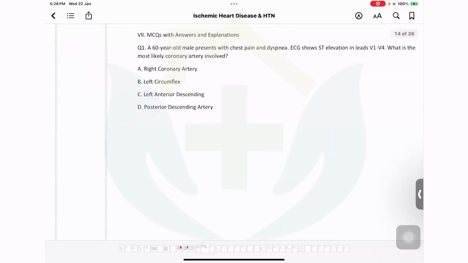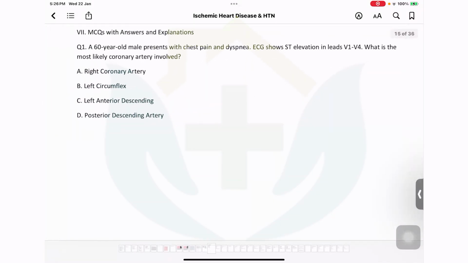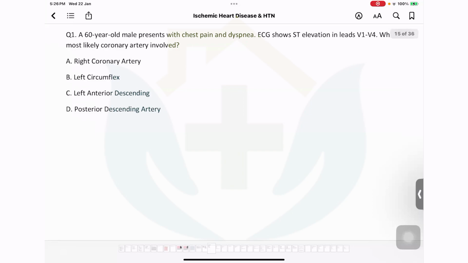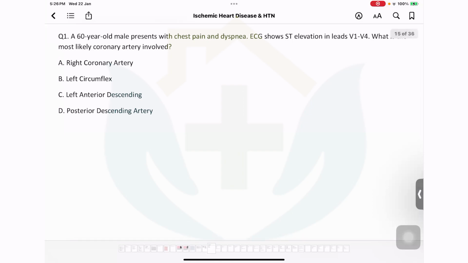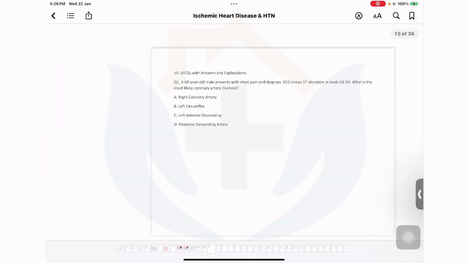Okay. So now we will do some MCQs with respect to ischemic heart disease. A 60-year-old male presenting with chest pain and dyspnea, ECG shows ST elevation in V1 to V4. What is the most likely coronary artery involved? Easy question. LAD.